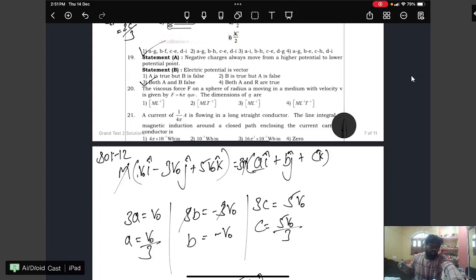Now question number 20. The viscous force F on a sphere. Viscous force F is equal to 6 pi eta RV.